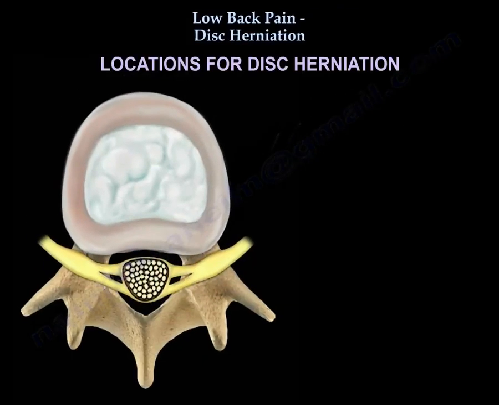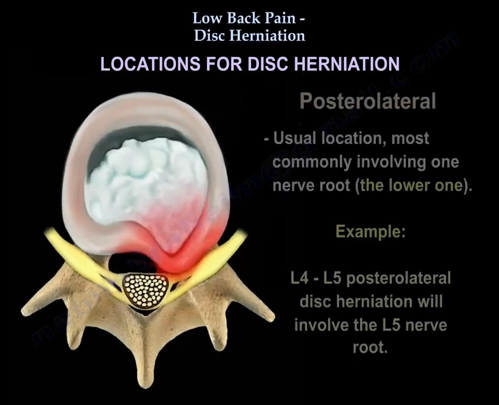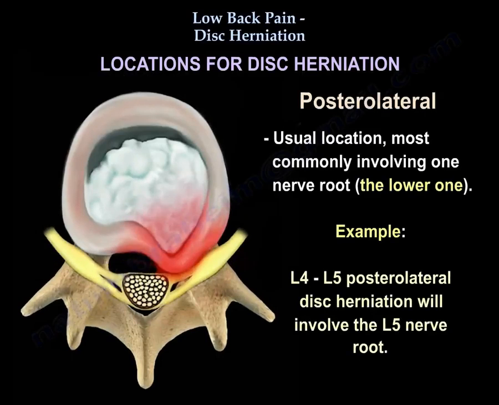What are the locations of disc herniation? The most common location, which is the typical location of disc herniation, is posterolateral, and you can see from the diagram it affects the nerve root. It is the usual location, most commonly involving one nerve root, the lower one. For example, an L4-L5 posterolateral disc herniation will involve the L5 nerve root.